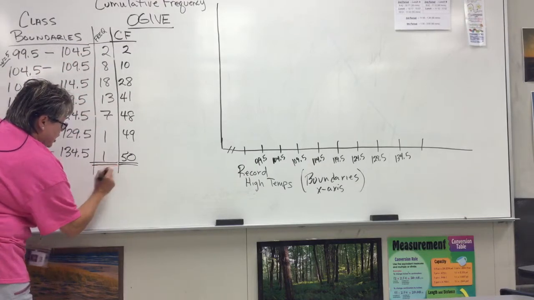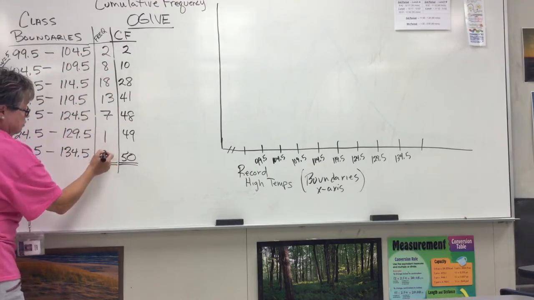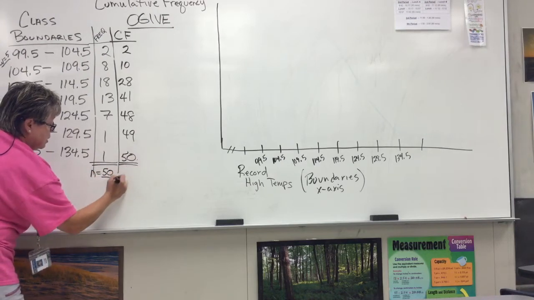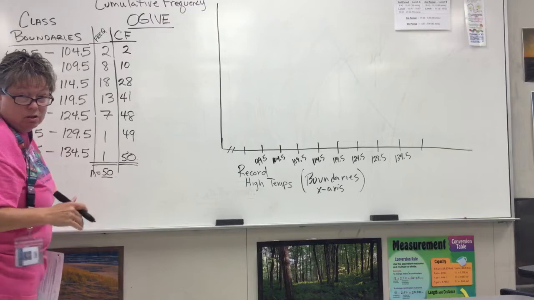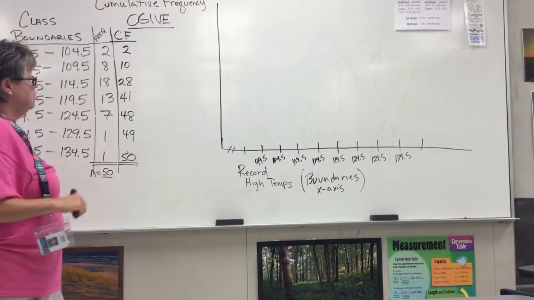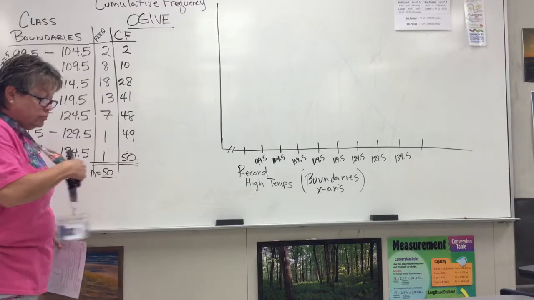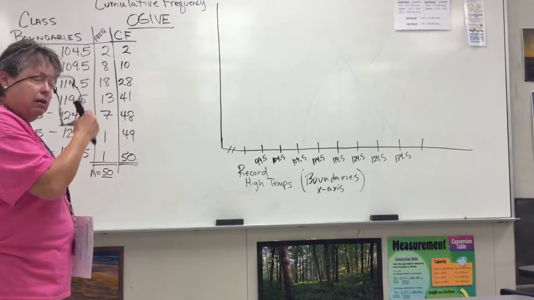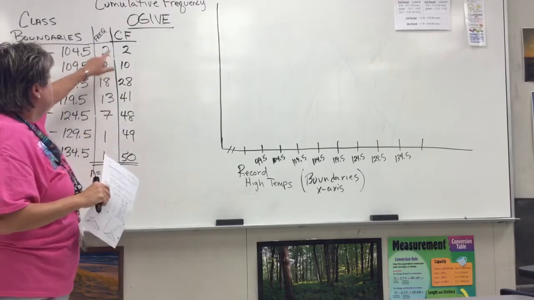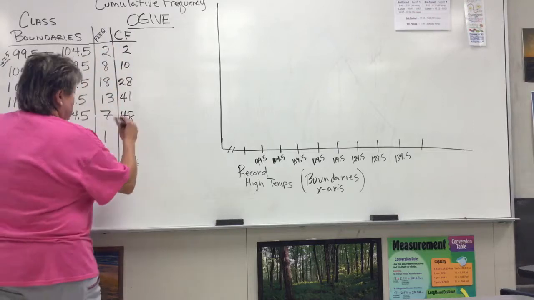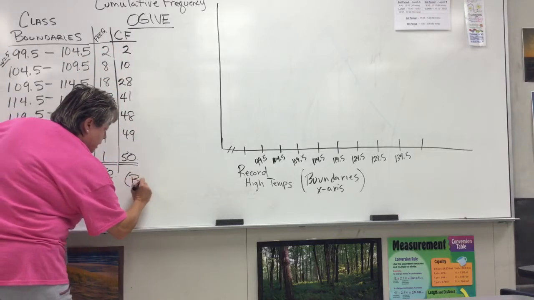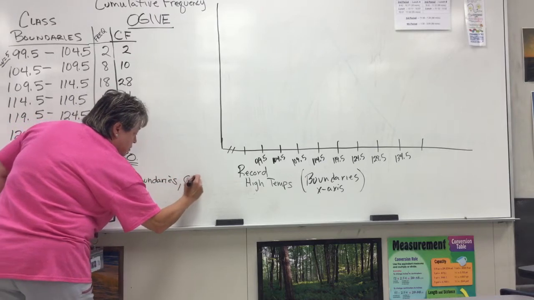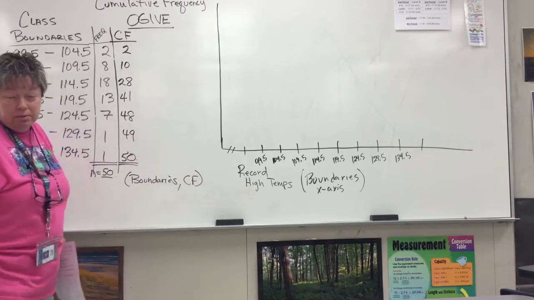If we want to check our work, we can total up this frequency column and find the total of the frequency is 50. They match. Things look like they're going in the right direction for us. To go through our ogive, we have to figure out how to scale the y-axis. We're going to make our graph by using boundaries and the corresponding cumulative frequency.